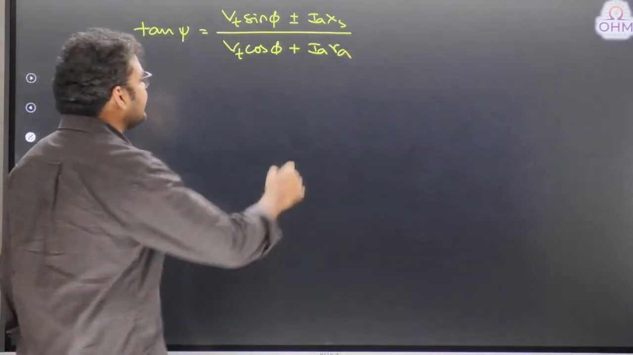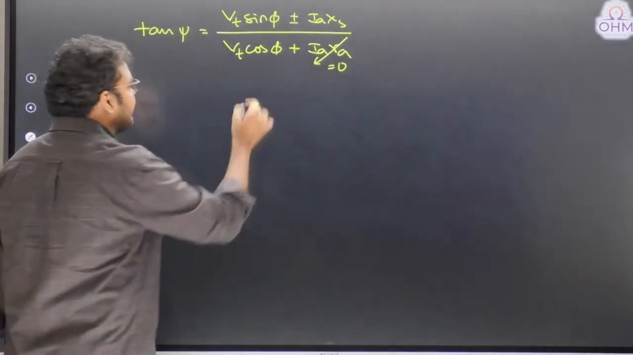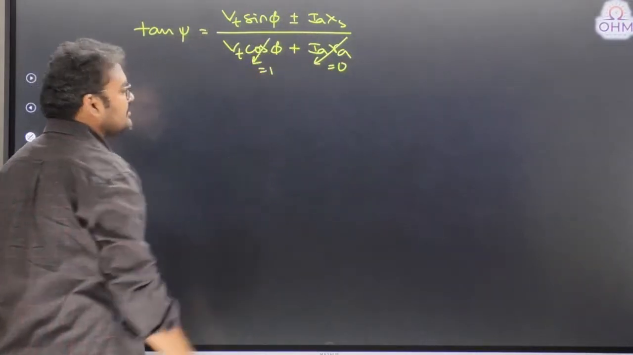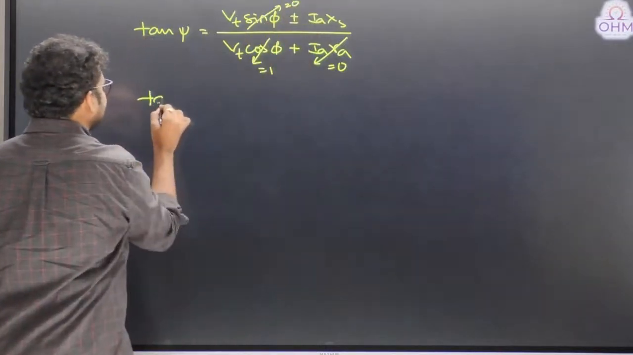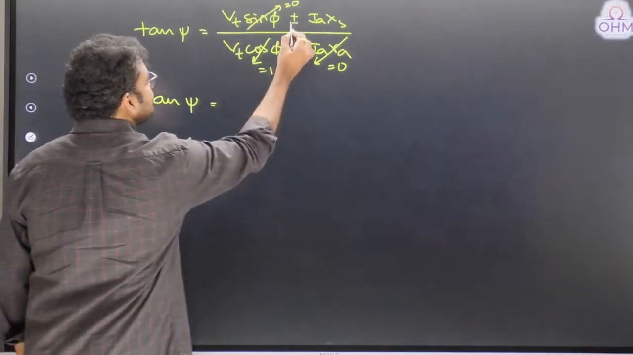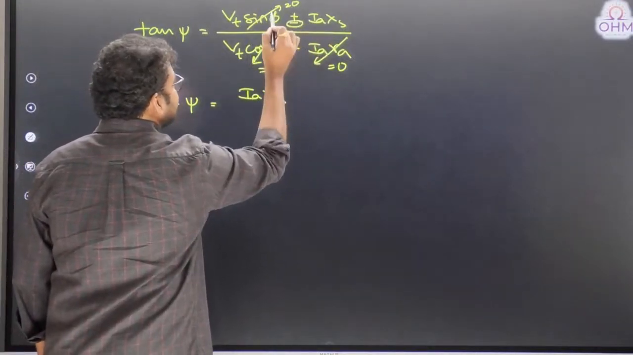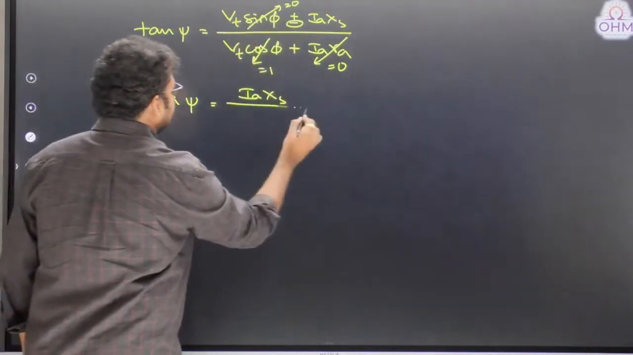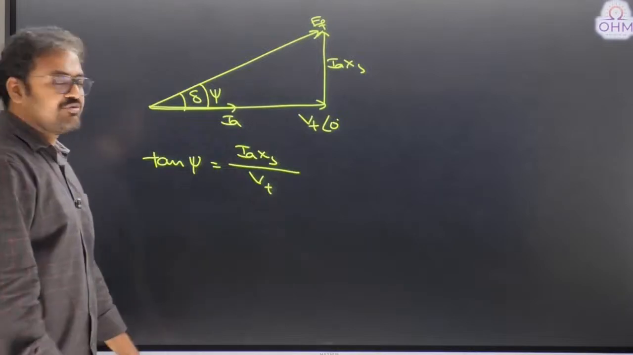RA drop is already neglected in the problem, so this is 0. Unity power factor, cos phi is 1, and cos phi 1 means sin phi is 0. Therefore, the remaining value of tan psi is IAXS, use plus sign. You have to use minus sign only for leading power factor, divided by VT. Is this formula and the previous formula both the same?